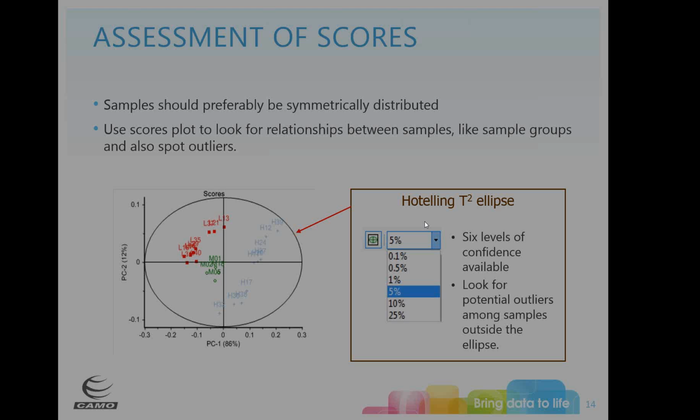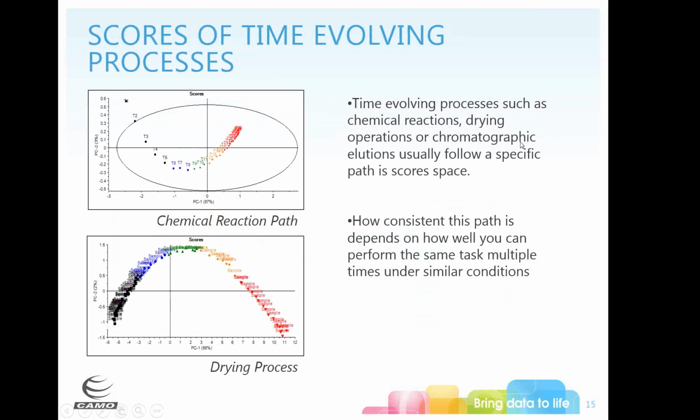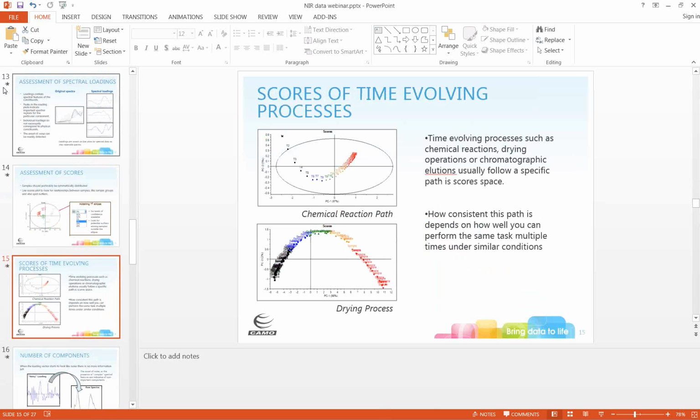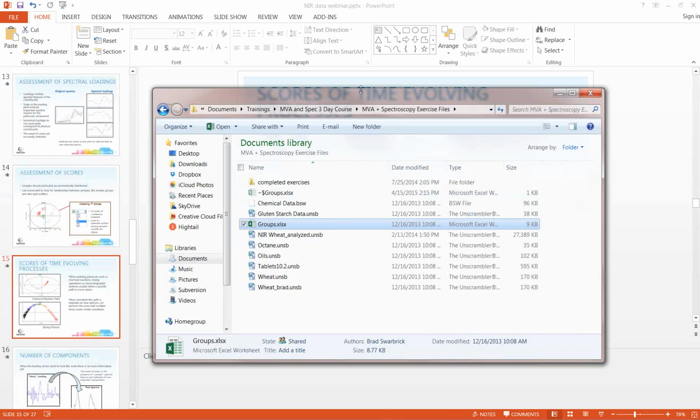Some other things we can use this for: you can monitor a time-evolving process with your principal components analysis. If something is changing through time, like a chemical reaction, as it comes towards the end of the process, you can determine endpoints from that. In this case, we've got a drying process, and if we build batches on top of each other, we can see how they fall into this space. So I'm going to give a quick example of that as well.